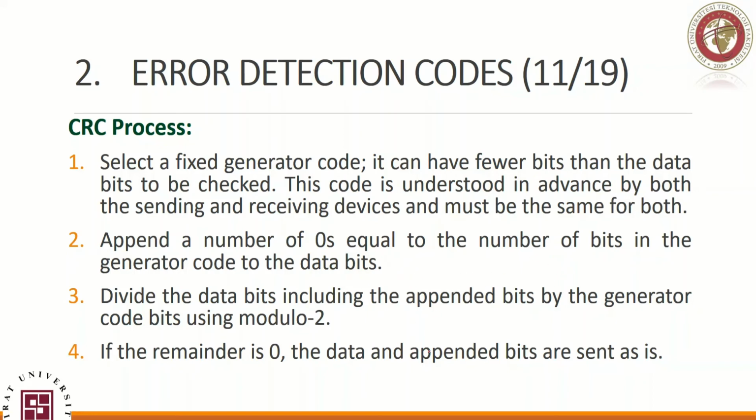All right, then what you need to do? You need to divide your data with the appended zeros by the generator. This is a long division, and in order for us to achieve it, instead of going to the long division, we can take the XOR operation, bit by bit, 2 bits at a time.